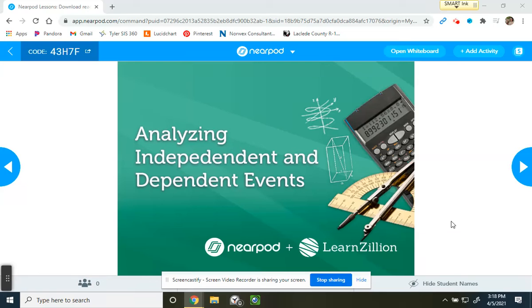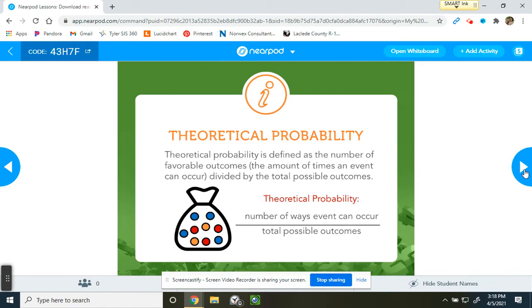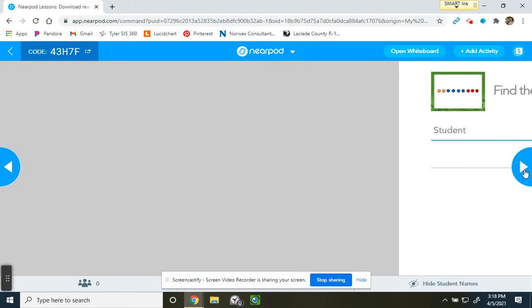Okay, so today we're talking about independent and dependent events. Before we do that, we need to know that everything we're doing today is theoretical probability. It's a probability defined as the number of favorable outcomes divided by the total possible outcomes. So what that means is just what we did on our last probability lesson: the number that we want over the total options that we have.